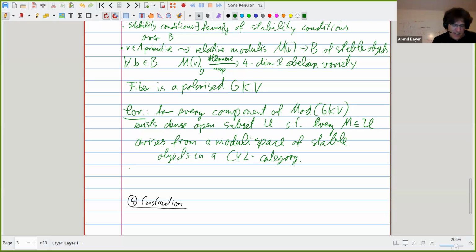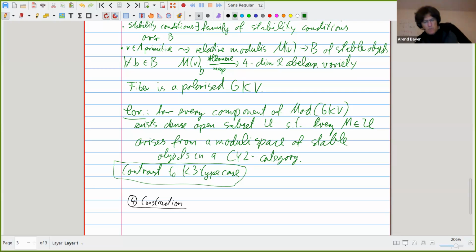And this is actually quite a contrast to the K3 type case. For moduli spaces of stable sheaves on a K3 surface, you only get 19-dimensional families. You would need 20-dimensional families, and the only way we know how to get that is from cubic fourfolds or Gushel-Mukai fourfolds. I have a question here.